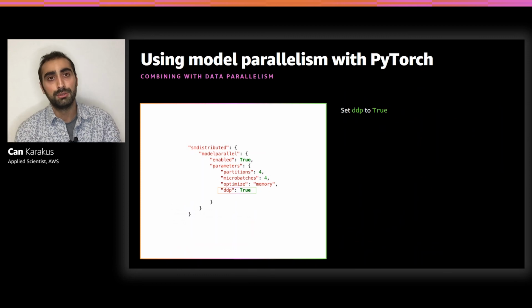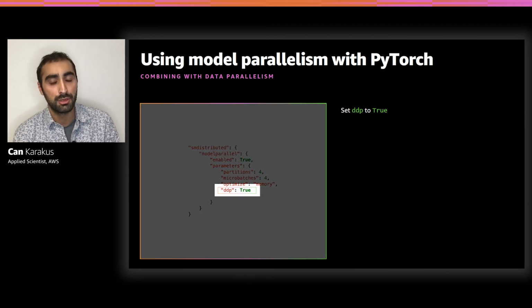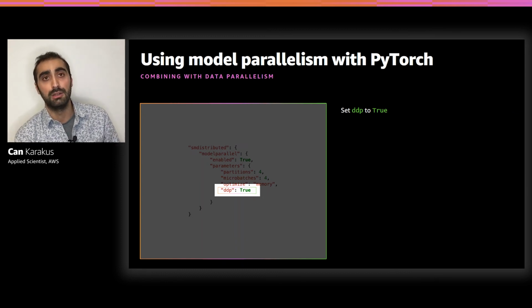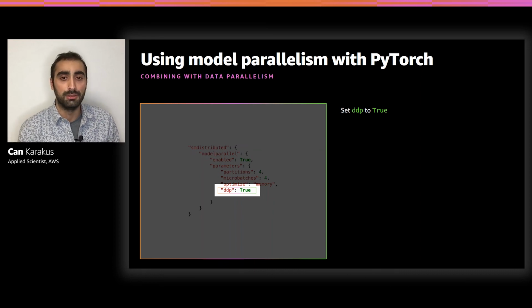It is also possible to combine with data parallelism on PyTorch. In this case, all you need to do is pass DDP, which stands for distributed data parallel, to true while launching the training job. And the distributed model in this case actually handles the all reduce as well. So you don't need to explicitly make all reduce calls to implement data parallelism.